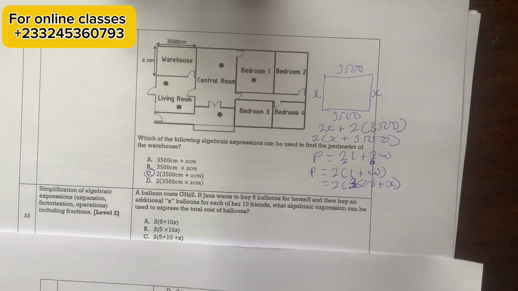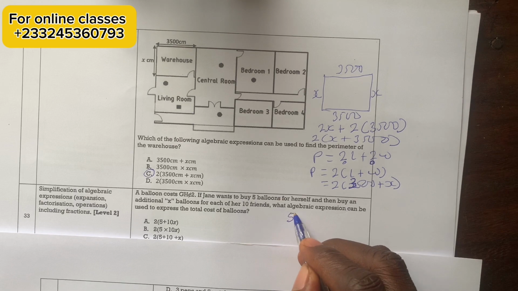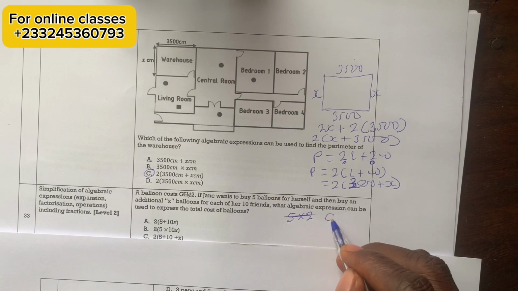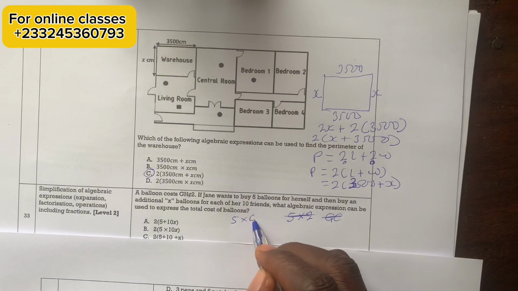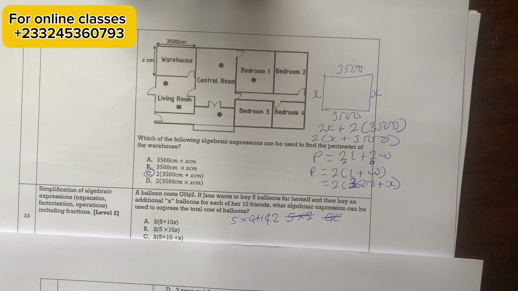Now, a balloon costs 2 Ghana cedis. We used to buy this for 10 pesos elsewhere. If Jane wants to buy 5 balloons for herself, how much will she pay? She is going to pay 5 times 2 Ghana cedis. So it will cost Jane 5 times 2 Ghana cedis for herself.